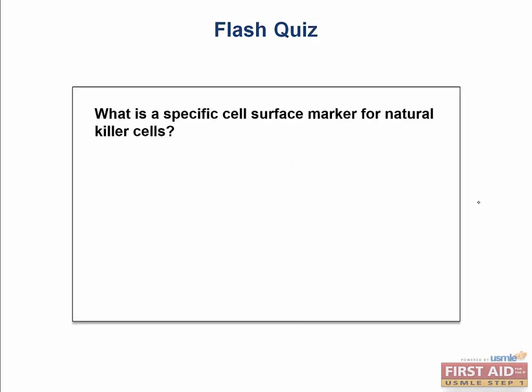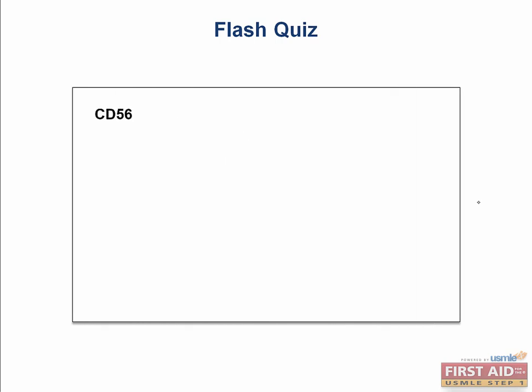Okay, time for a second flash quiz. What is a specific cell marker for natural killer cells? Think about it. The answer is CD56. And believe it or not, they actually ask this on boards. So just remember, natural killer cells have CD56 positive receptors.